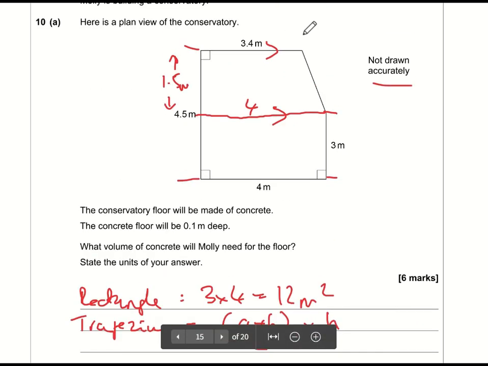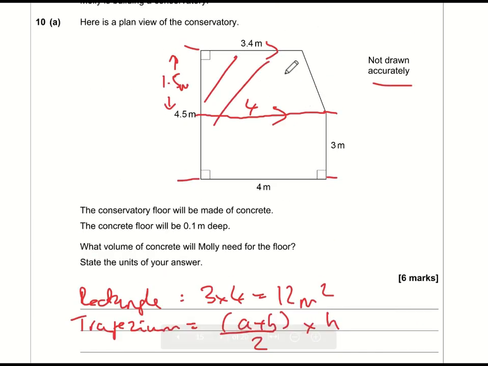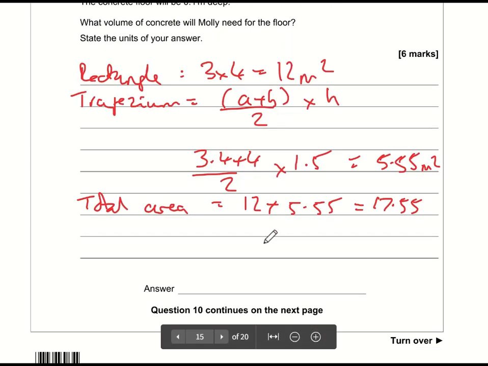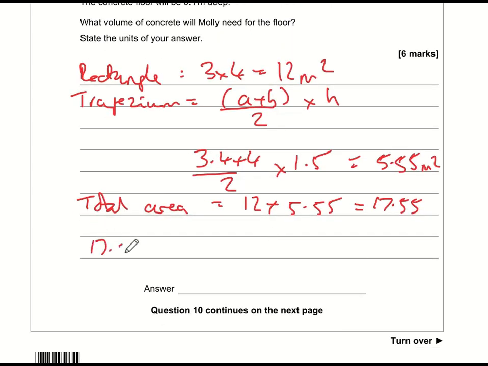Now we want, so the area, this is 17.55. So for the volume, it's just the area multiplied by its depth. So it was that figure, 17.55 multiplied by 0.1, and that comes to 1.755, and state the units, well, that's going to be cubic meters, 1.755 meter cubed.